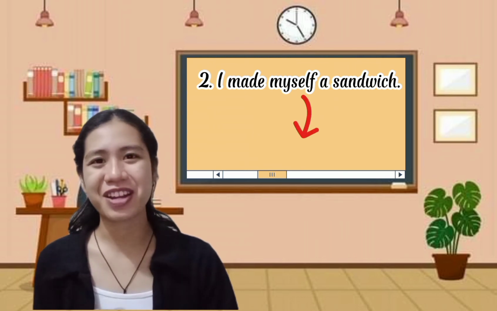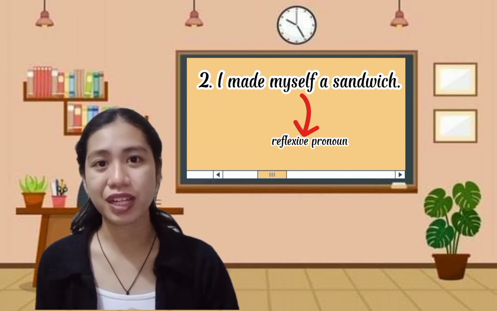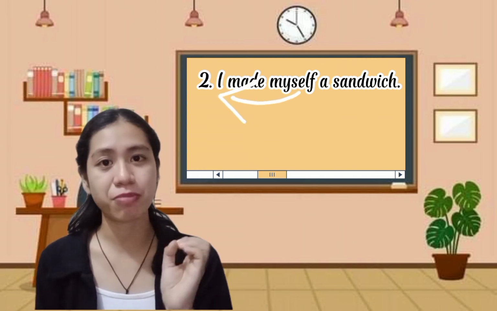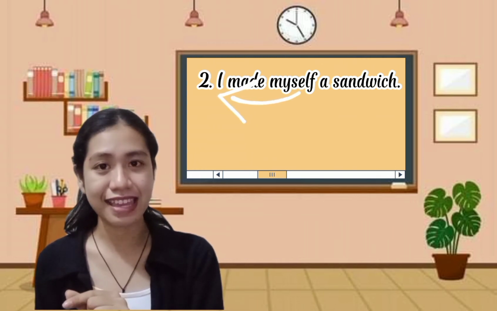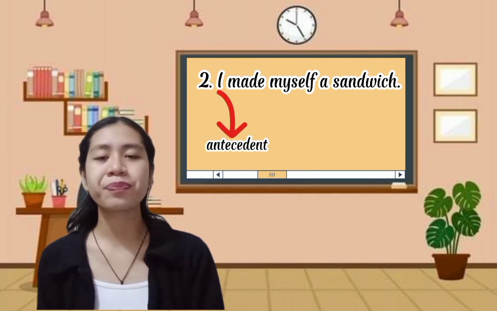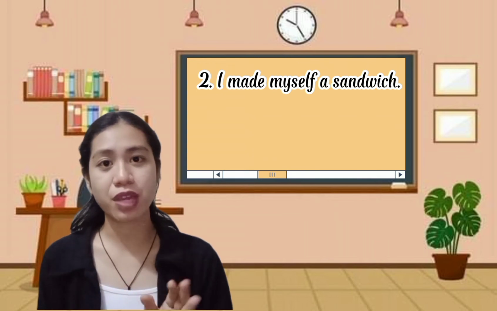Wherein myself there is the reflexive pronoun that is being used, and it refers and reflects back to the antecedent I. Okay, the word I there is an antecedent. That's why myself is being used.